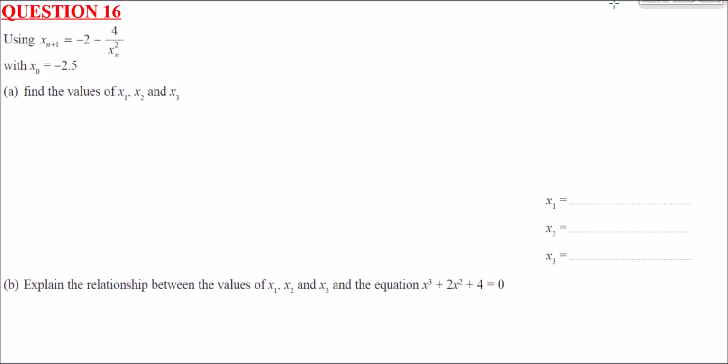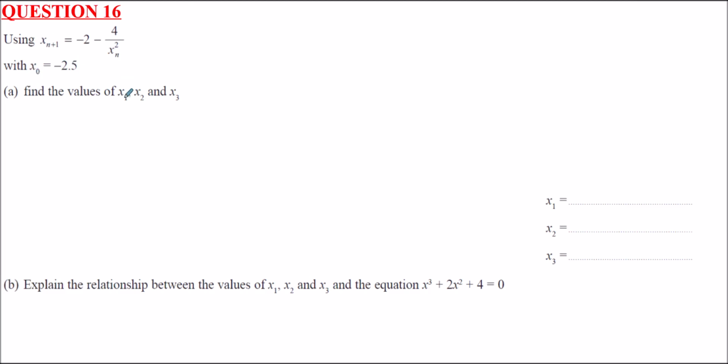This formula is saying x subscript n plus 1 is minus 2 minus 4 over xn squared. So compare n plus 1 to n. If n was 2, 2 plus 1 would be 3. If n were, say, 10, n plus 1 would be 11. This would be your 11th number, that would be the 10th. This is just saying your next number along in the sequence is based off the one before it.